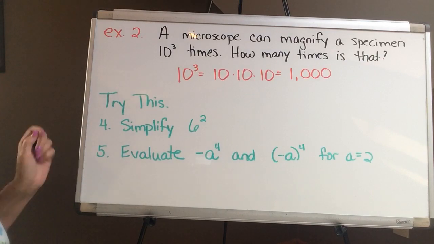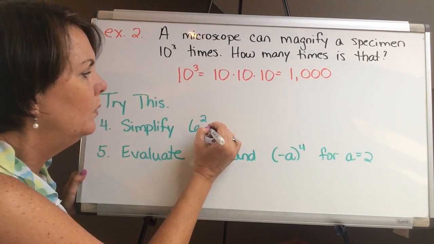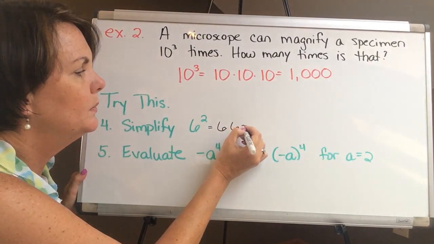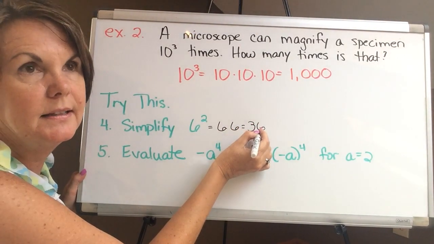Let's try a couple. I want you to solve these. 6 to the 2nd power. Well, what is that? 6 times 6, which is 36.